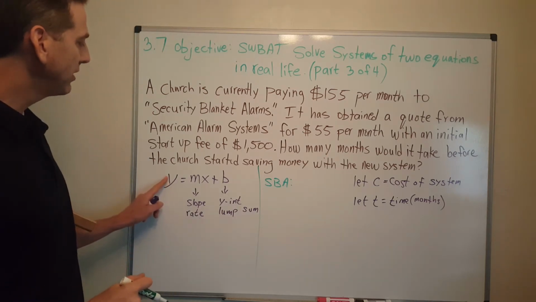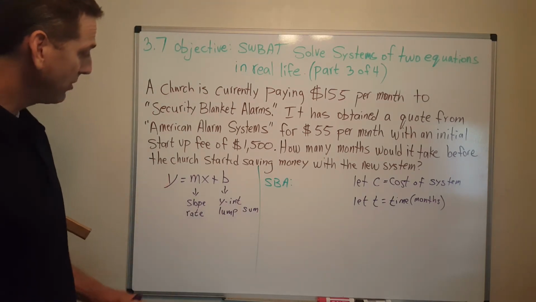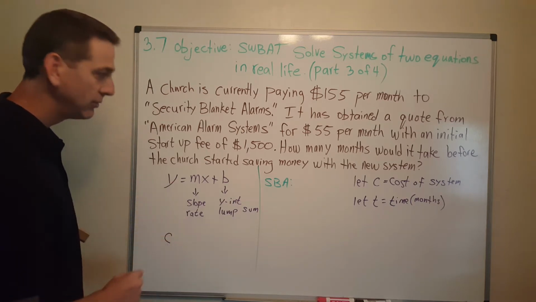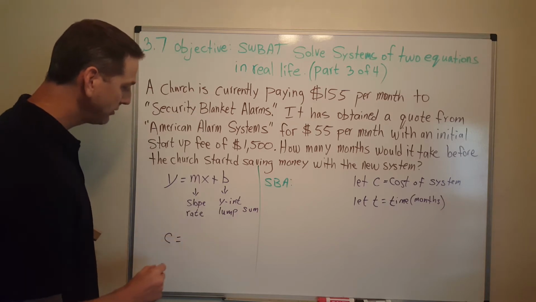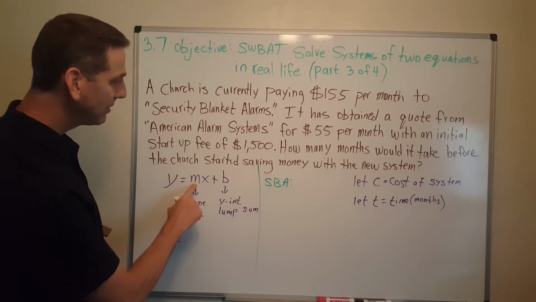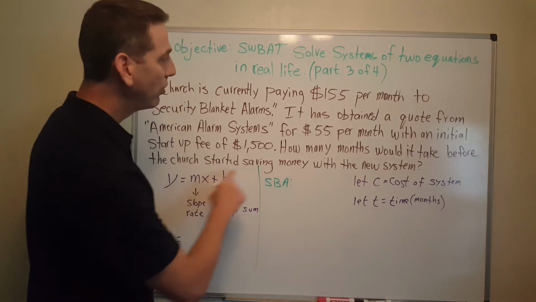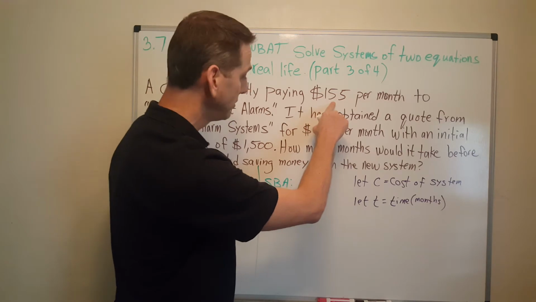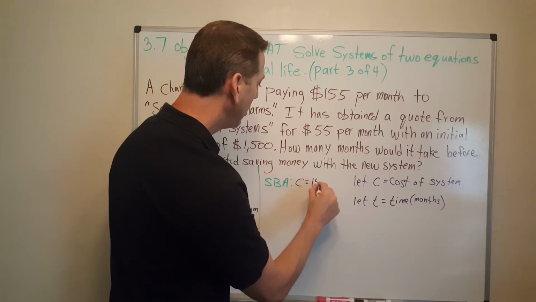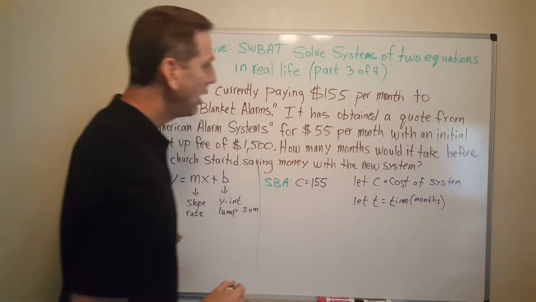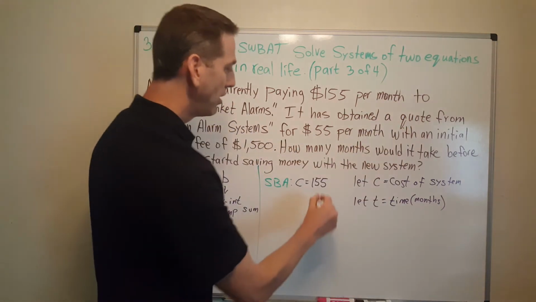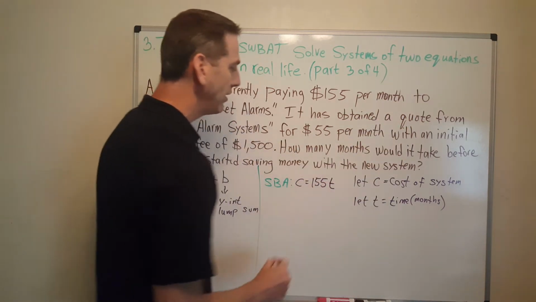Okay, so instead of y, I'm going to use cost. What's my cost? My cost is my rate. What's the rate? Well, the rate is $155 per what? Per month. So that means my T is going to go right there.